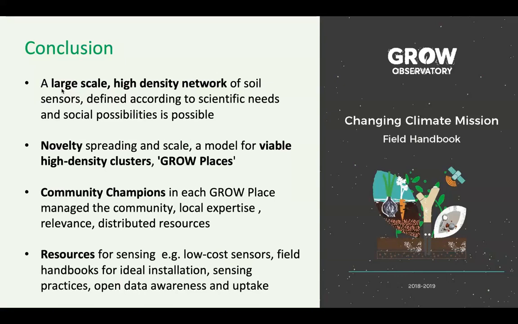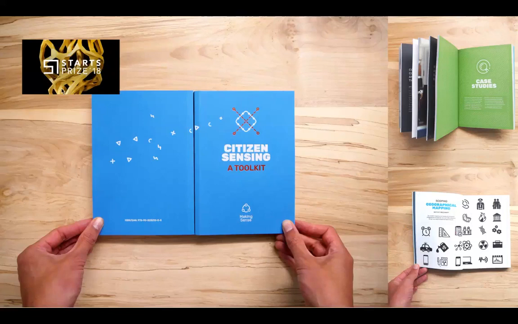They worked with the field handbooks for the ideal installation and sensing practices, and they became aware of data awareness and uptake and were able to apply that for themselves. For anybody who's interested in this type of approach, you can access a starter kit for this book, and I'll wave a copy in front of the camera here. These are the sorts of co-creation, co-design methods that you can introduce to citizens. If you do a search for the citizen sensing toolkit online, it's a free to download resource, and you can take a look. And with that, I'll finish my presentation.